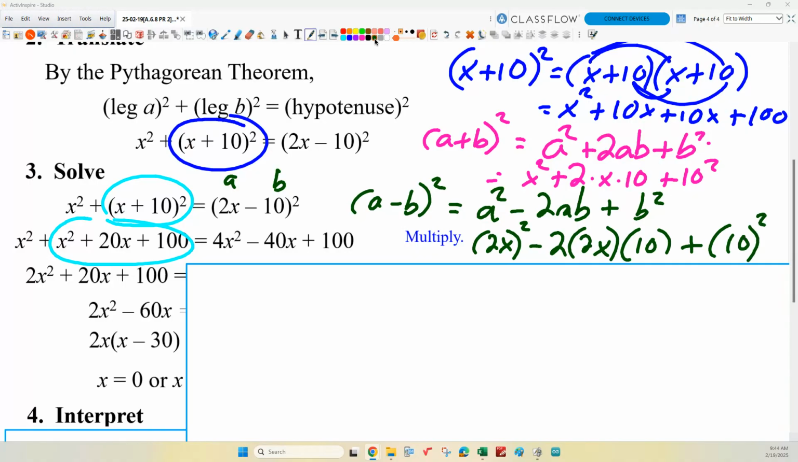Well, what's that? 2x quantity squared is 4x squared, isn't it? Right there. Okay, look at these. Isn't that just giving us all this stuff? Minus 2 times 2x is 4x times 10 is 40x. Plus 10 squared is 100. Either way you do it. We could just either FOIL those out if we want to, or we can use these patterns. I think the patterns are way quicker and easier once you get used to them. But take your pick.